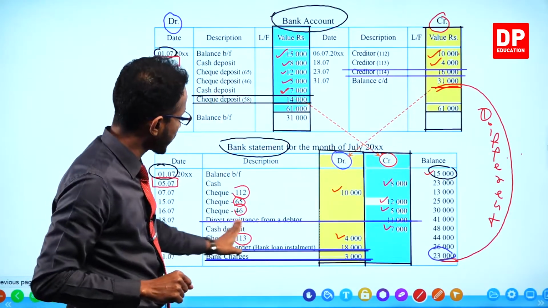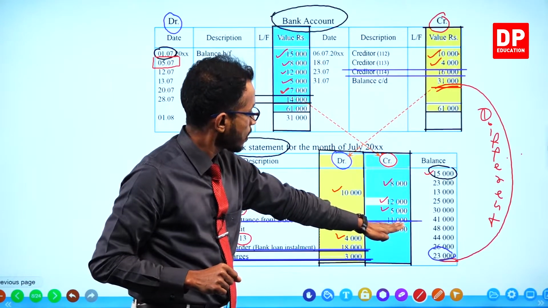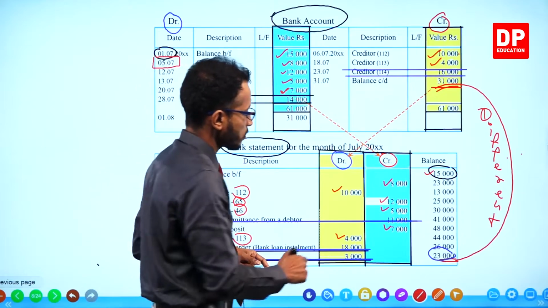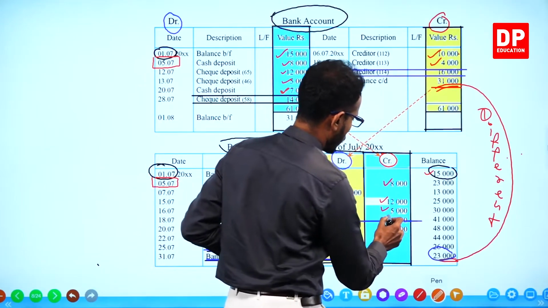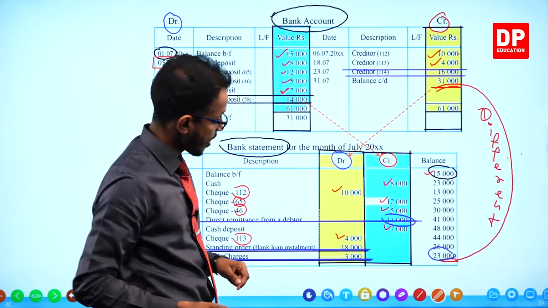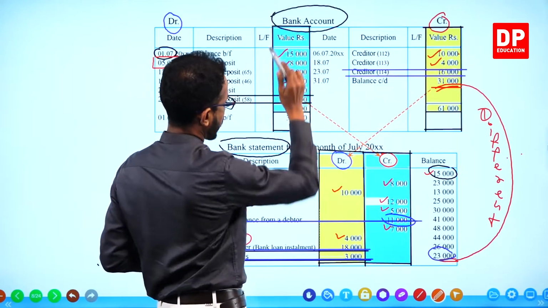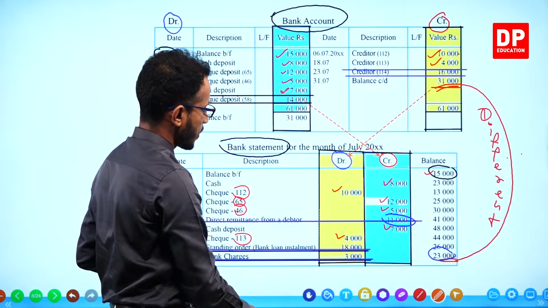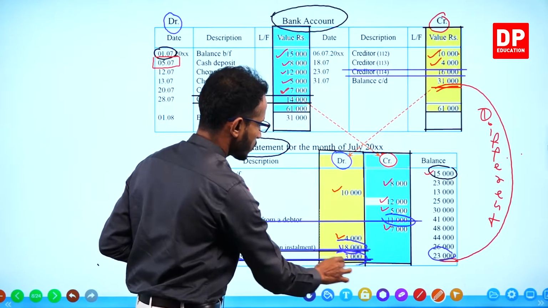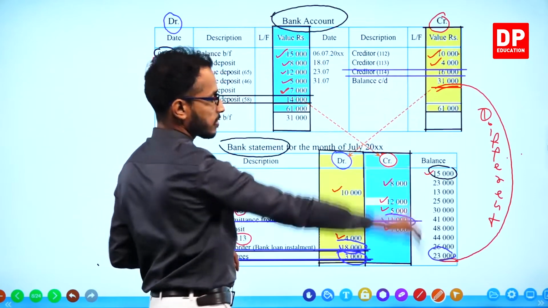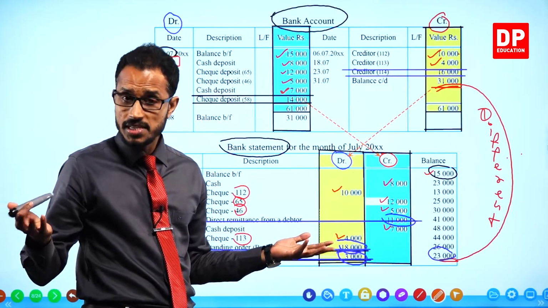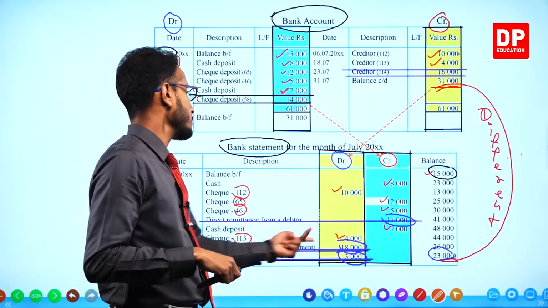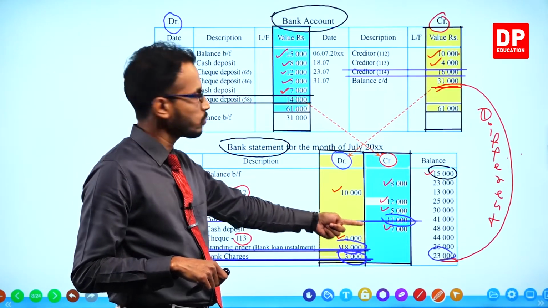See, these items are missing in our bank account. Which items? 11,000 is missing in our bank account. It should go to this side. And these items are missing in that side. There are items missing from our side, and there are items missing from the bank side too.